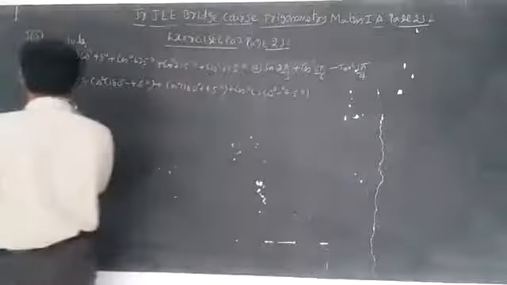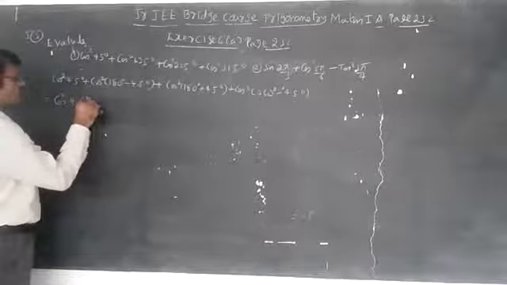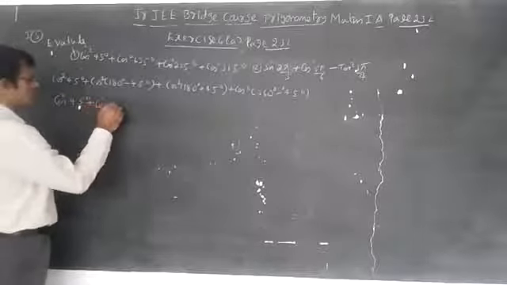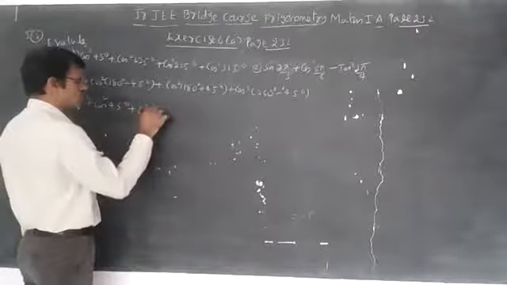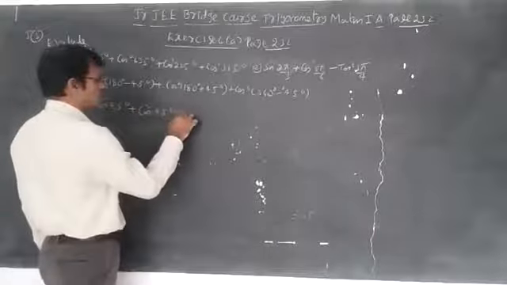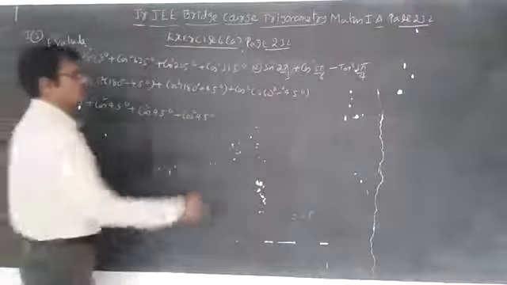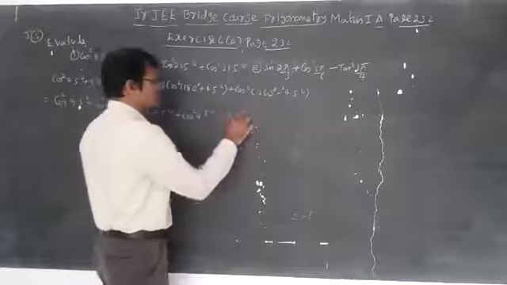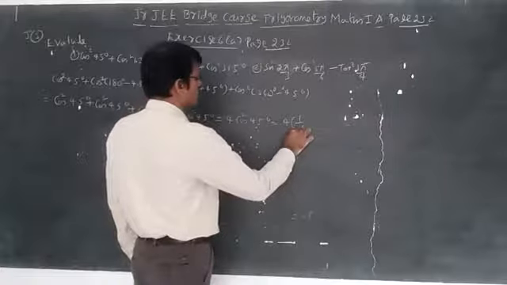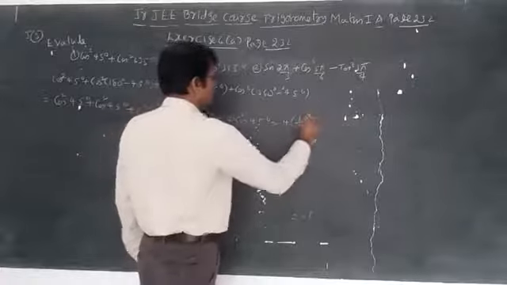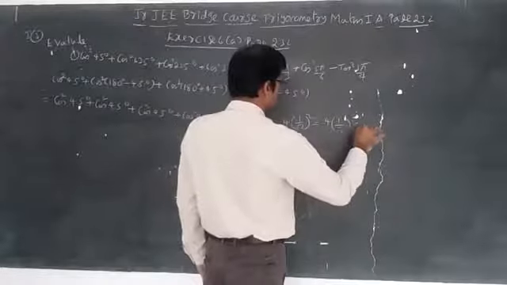So you can write here directly cos square 45 plus, once again, cos square 45, and once again this is also cos square 45. In the case of 180 and 360, the trigonometric functions will not be changed. Total we got 4 terms of cos square 45. 4 into cos square 45. So 4 into 1 by root 2 whole square. 4 into 1 by 2 is equal to 2. So 2 is the answer.